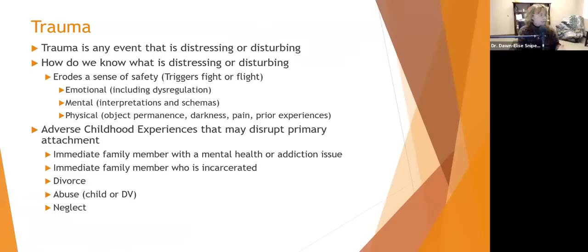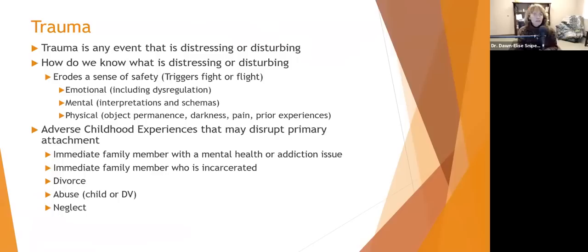Darkness for children can be really traumatic. I remember my daughter was scared of the dark for the longest time. Pain, anything that causes physical pain, can be distressing to people, whether it's a shot or constant earaches or whatever it is.